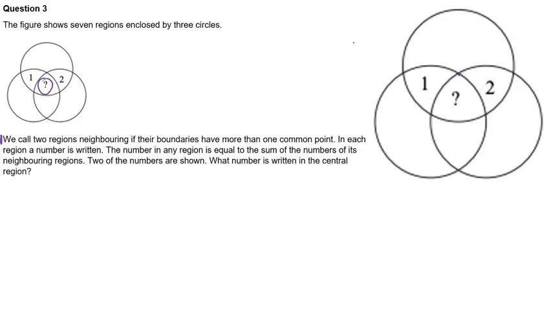The number in any region is equal to the sum of the numbers of its neighbouring regions. So in this section here, these are our neighbouring regions, so it adds to 3.